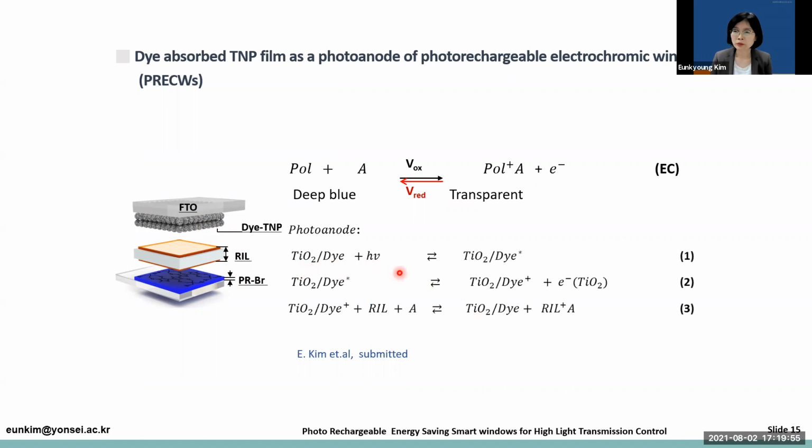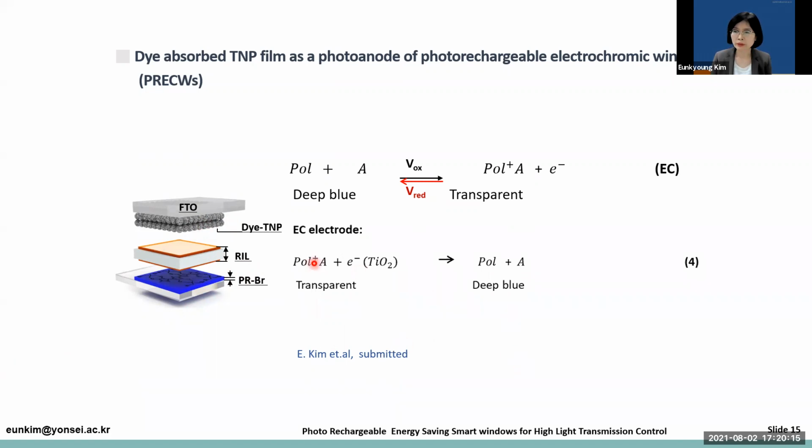So upon exposure to light, the dye is excited and generates an electron, which can be harvested in the conduction band of titanium dioxide. And then this oxidized dye can be regenerated by the redox active ionic liquid. Then the photovoltage generated at the titanium dioxide layer can trigger the photo coloration of this transparent EC window. This harvested energy can be used for this photo coloration.